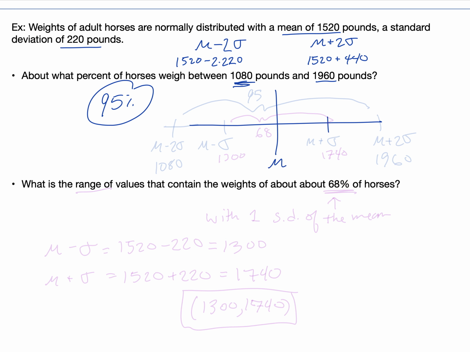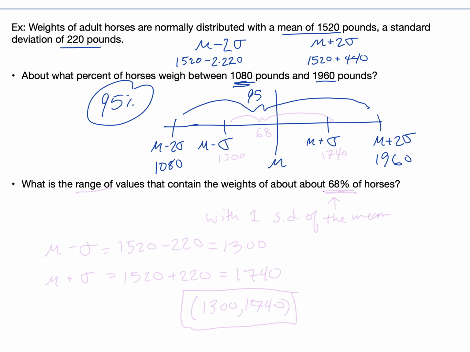So here's our mean, our standard deviation, so mean plus the standard deviation, mean minus the standard deviation, and then we have to go one more out, mean plus 2 standard deviations and mean minus 2 standard deviations to get to the values 1080 and 1960. And so we know that about 95% of the data falls within 2 standard deviations of the mean.